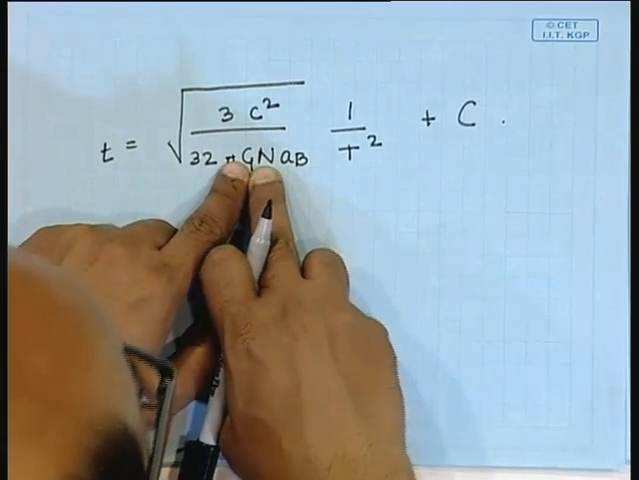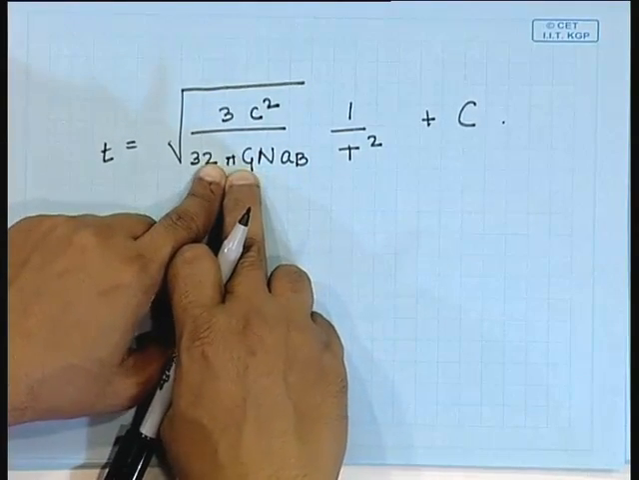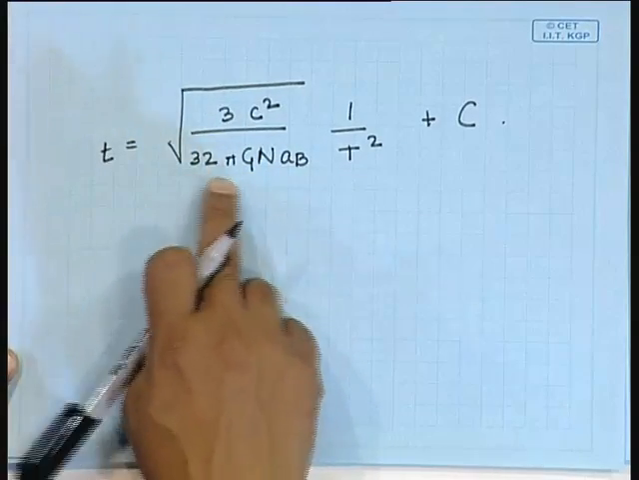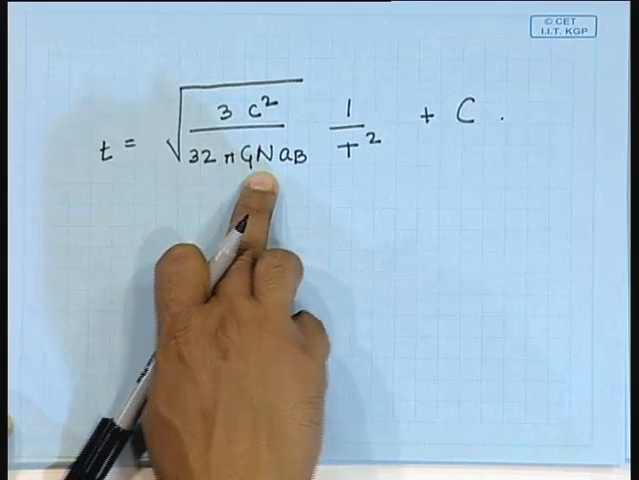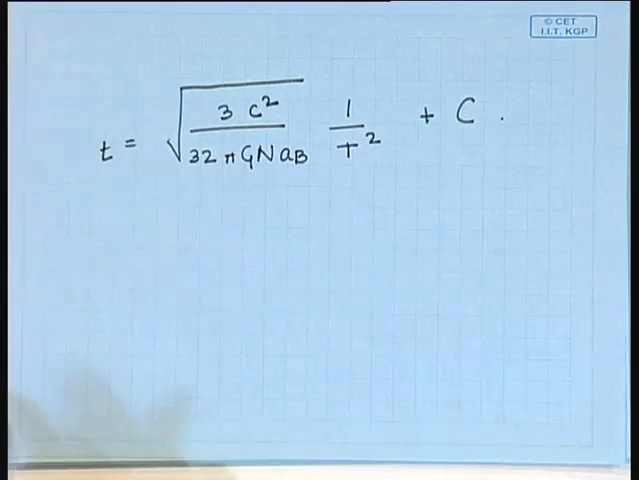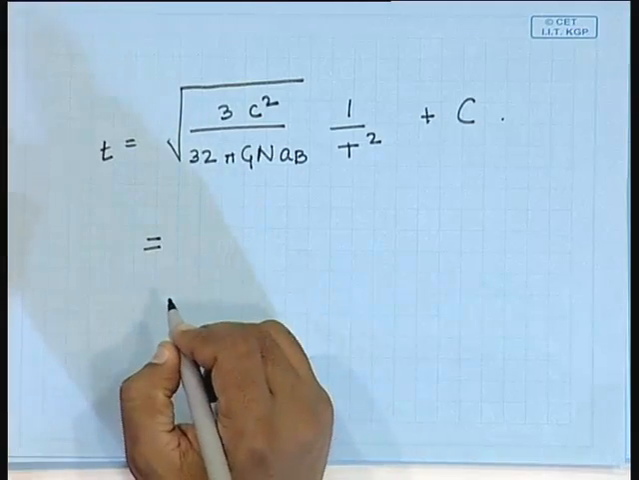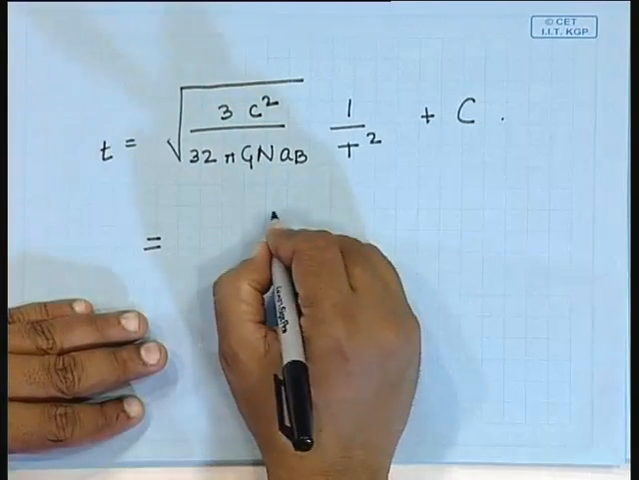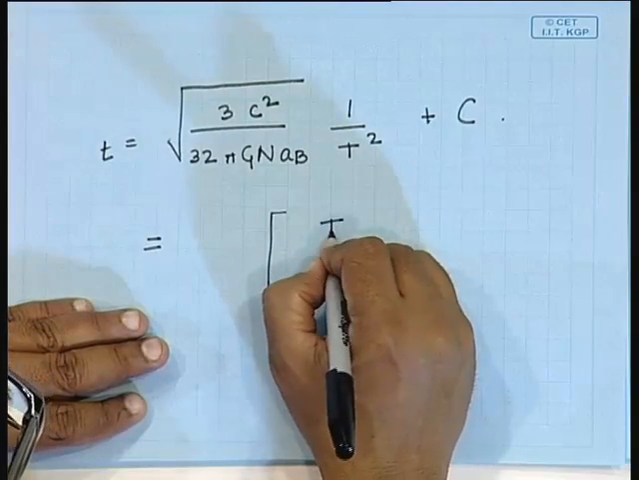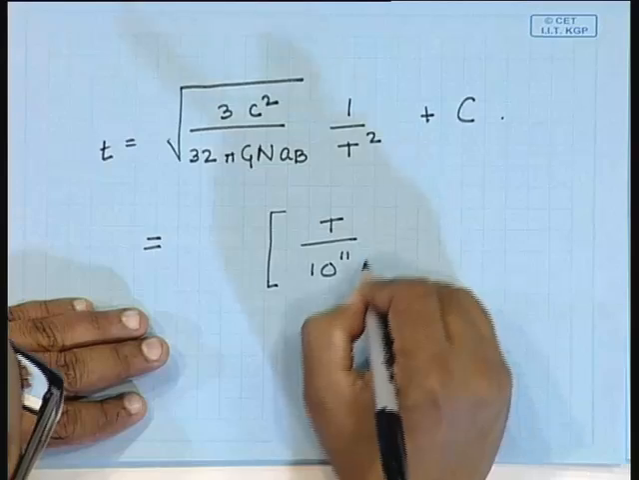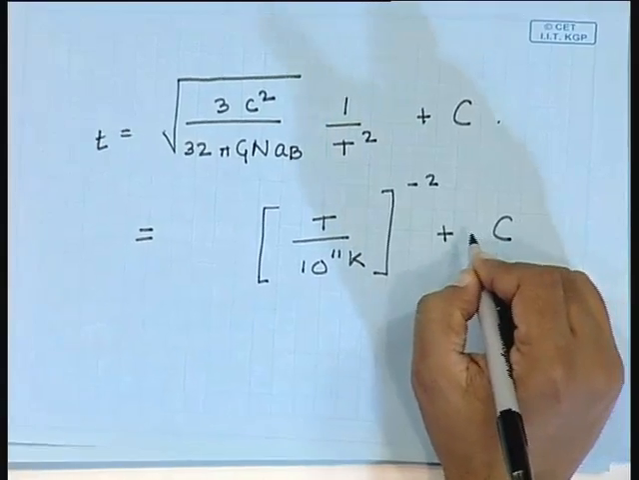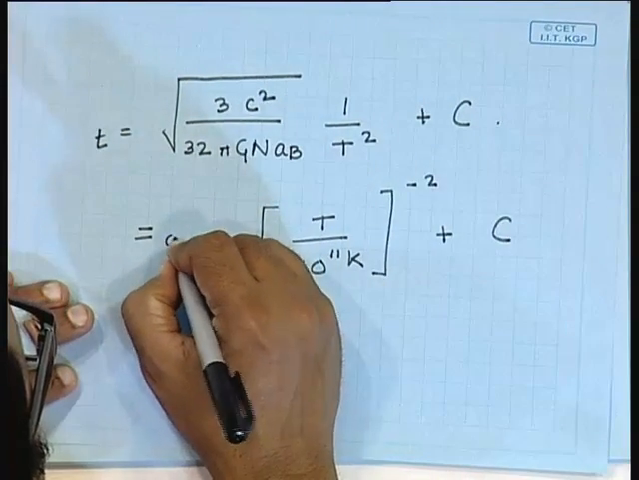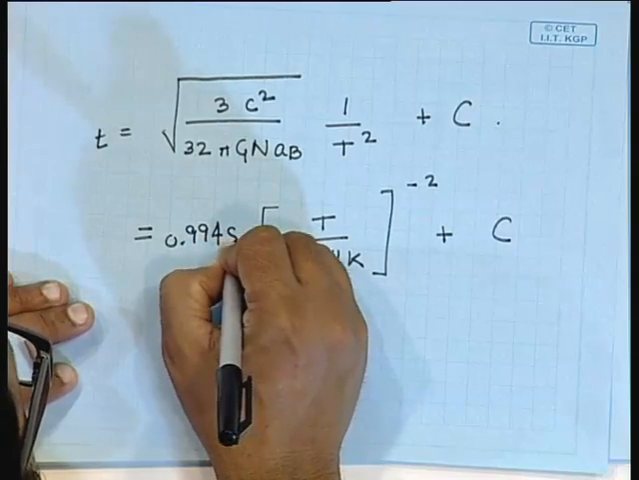Okay. Now, we have already calculated what this n is. We know the Stephen-Boltzmann constant, the Newton's gravitational constant, all these constants are known, and for the particular fluid that we are talking about, which has the electrons, positrons, the photons and the neutrinos, this n is 43 by 4. So, putting in those values, what you get is that the time is T by 10 to the power 11 Kelvin to the power minus 2 plus some constant, and the factor outside is 0.994 seconds.